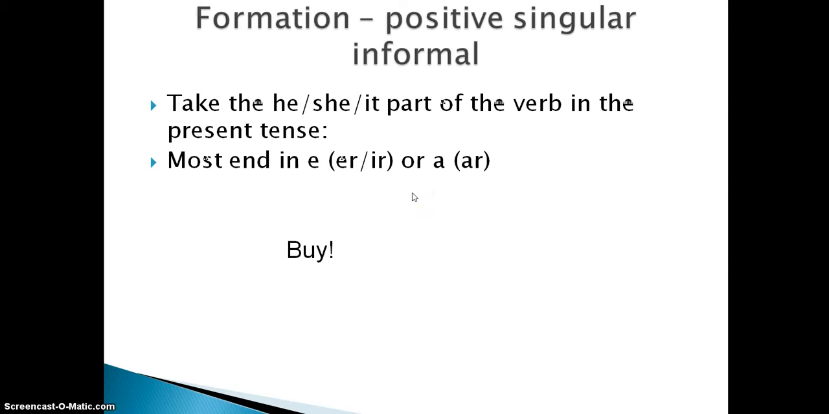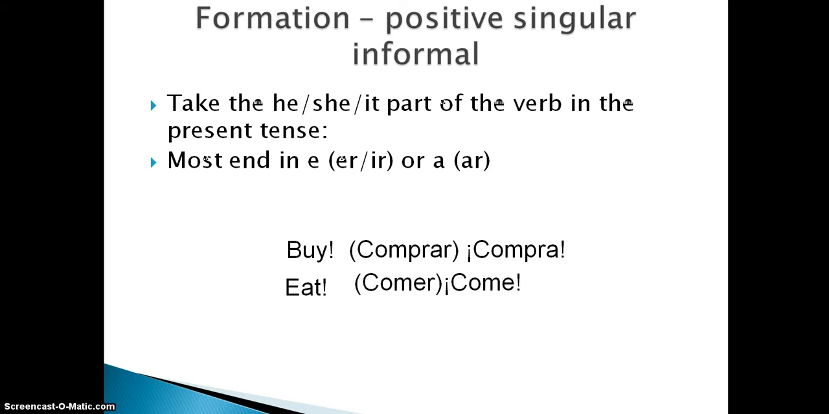So buy, for example, we take the verb comprar, take the ar off, and add a on the end. So compra would be buy. So if you're talking to one person that you know really well. Eat, we know is comer, take the er off and we put e back, come. And live, vivir, take the ir off and add e on the end.